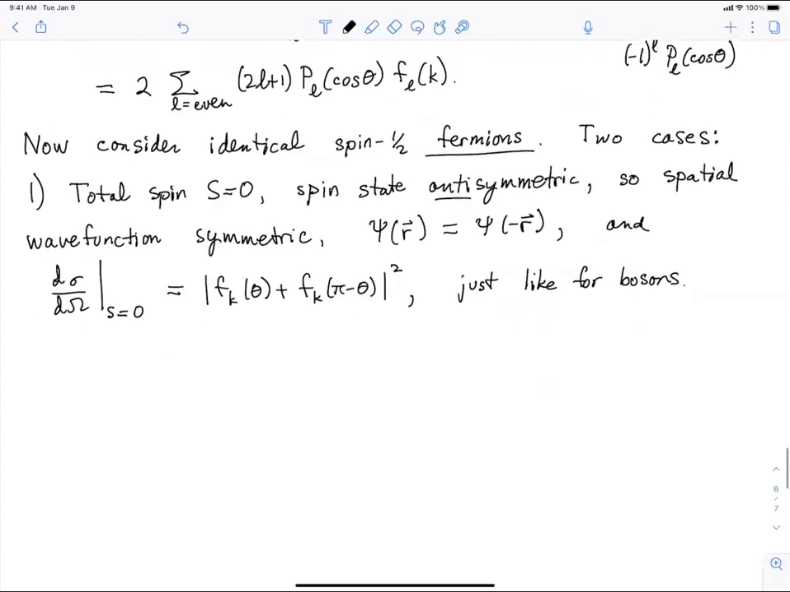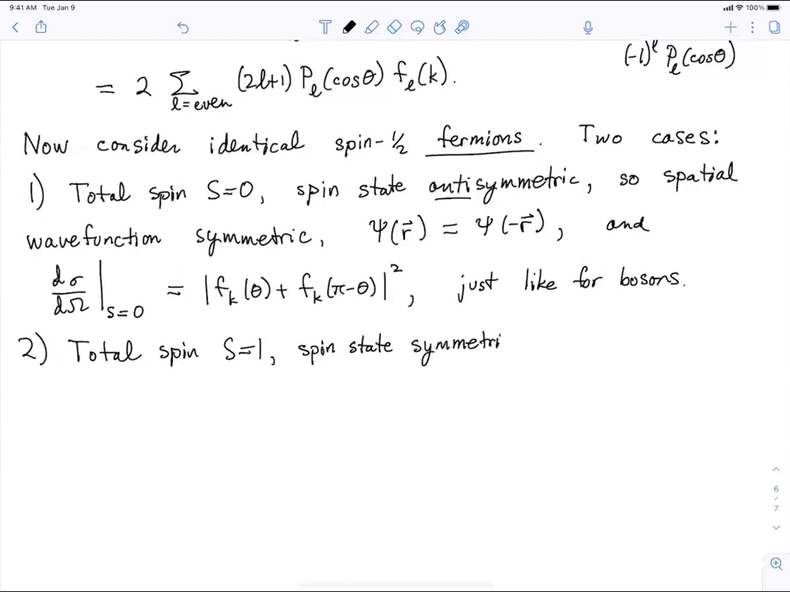On the other hand, we could be in the total spin 1 state. And those are the only 2 possibilities. Now everything's opposite. The spin state is symmetric when you combine into a triplet spin 1 combination. Okay, and that means that the spatial wave function has to be antisymmetric.